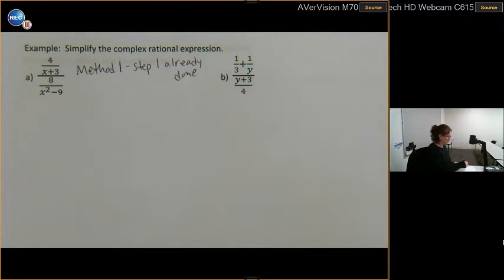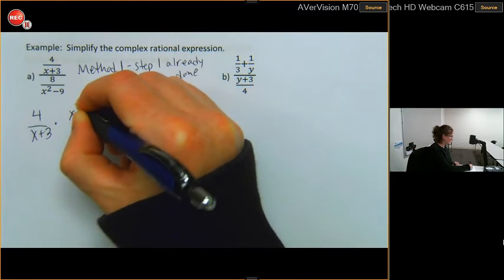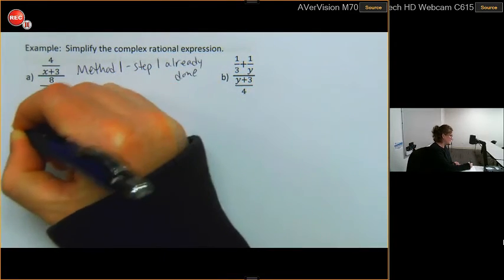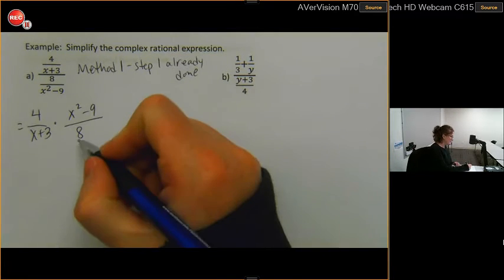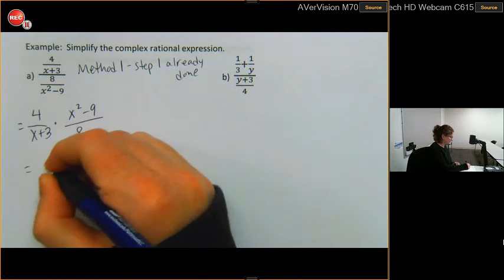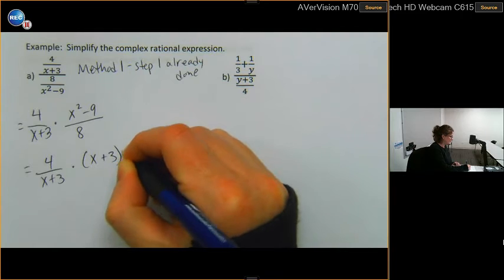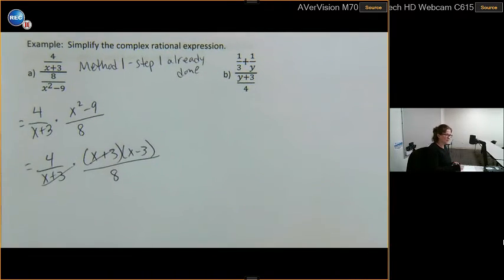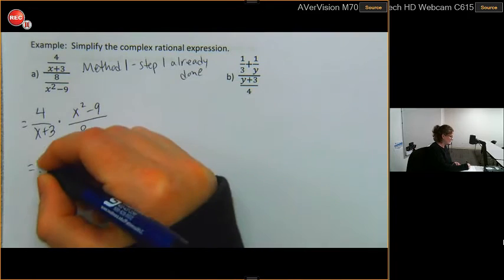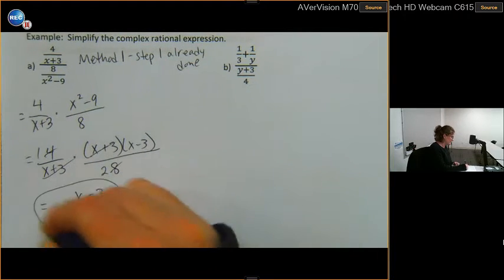Step 2 is to change this to multiply by the reciprocal, which should be a familiar process from section 7.2. Now I'm going to factor, squares pattern, cancel the x plus 3's, reduce the 4 and the 8, and what I have left is x minus 3 over 2.